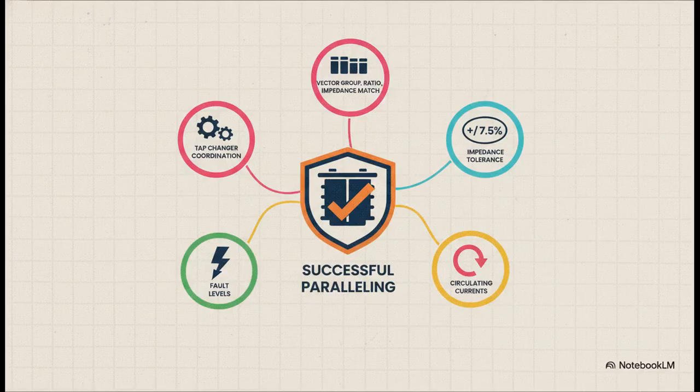So let's just quickly review the most critical takeaways. Your success is all about matching three core things: vector group, turn ratio, and impedance. Don't forget that critical IEEE tolerance of plus or minus 7.5%. Any mismatch is going to risk generating wasteful and damaging circulating currents. Remember that paralleling will always increase your system fault levels, so you have to reevaluate your protection. And finally, if you've got regulating transformers, OLTC coordination is completely non-negotiable.